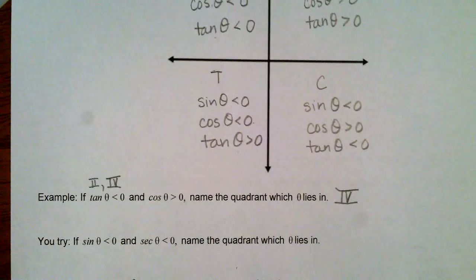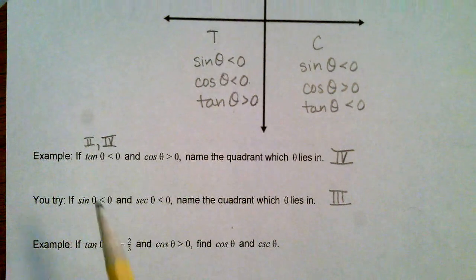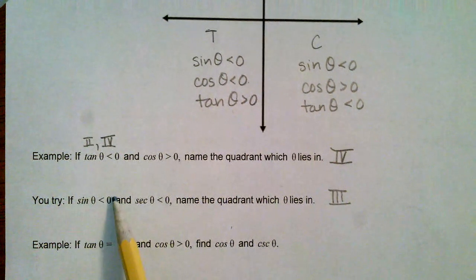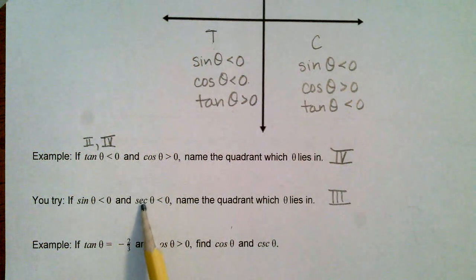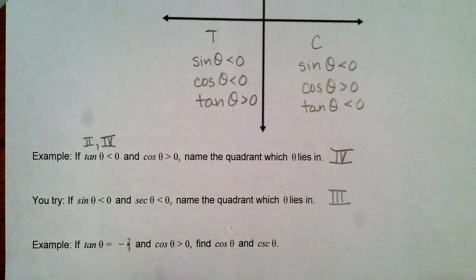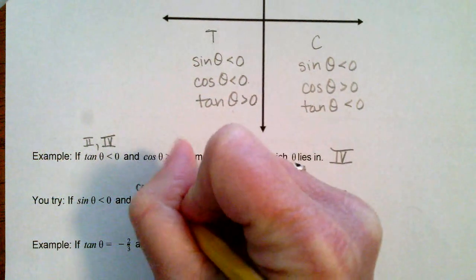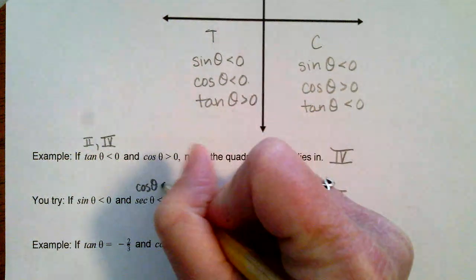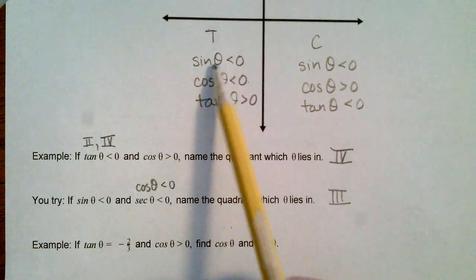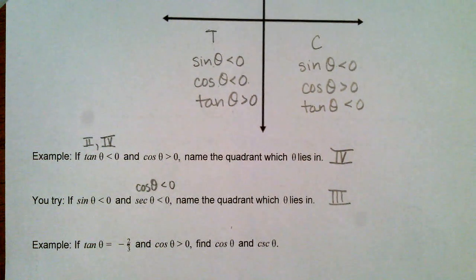Okay, you try the next one. Pause the video now. Restart when you have the answer. Okay, so we were looking for when the sine is less than 0. So that was quadrants 3 and 4. And then we were looking for when the secant of theta was less than 0. Hopefully you remember that secant is the reciprocal of the cosine, and if the secant is negative, that also means the cosine is negative. So the quadrant that has sine negative and cosine negative is quadrant 3.